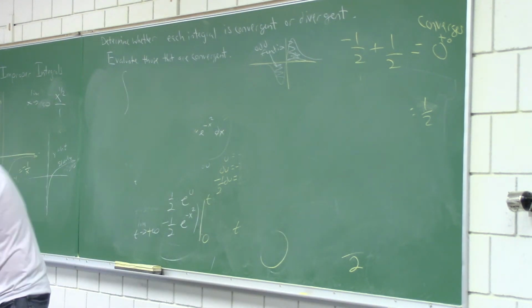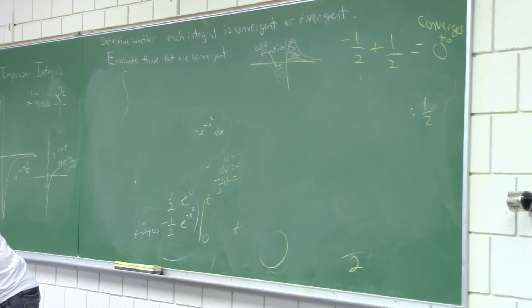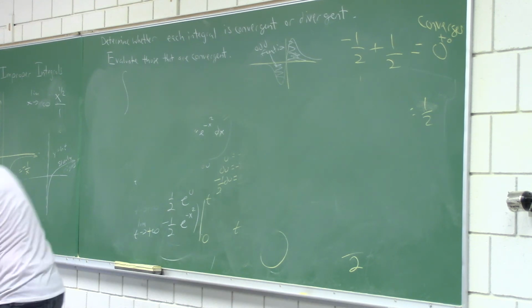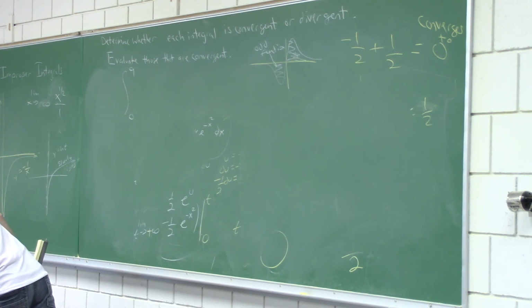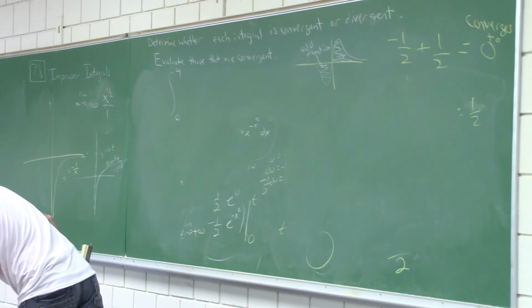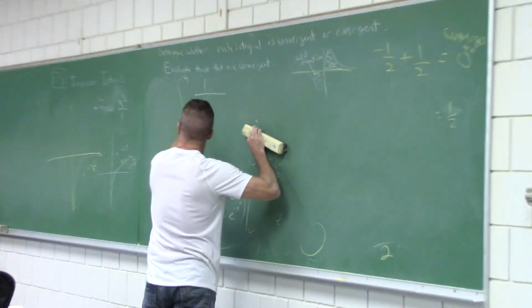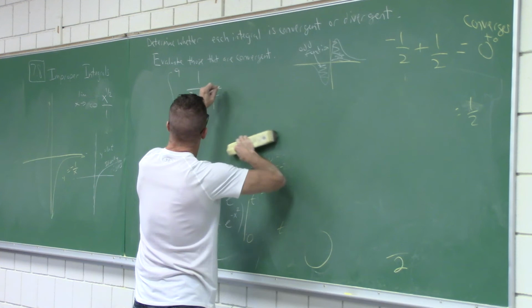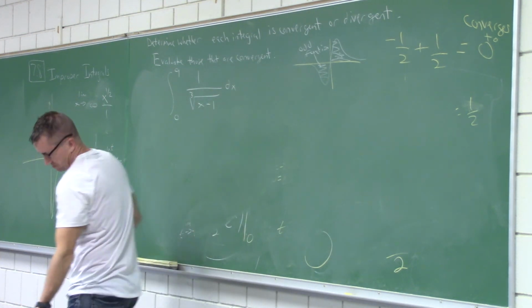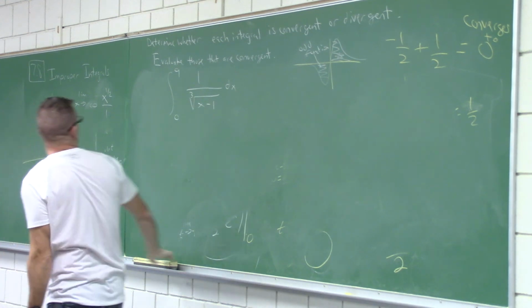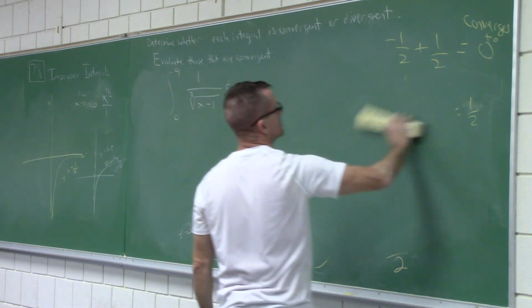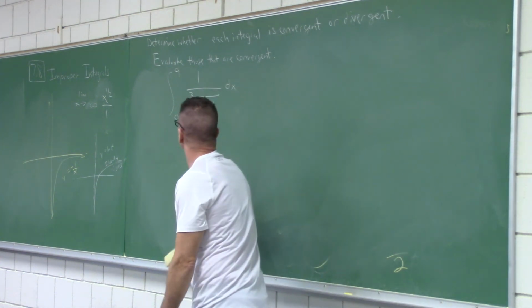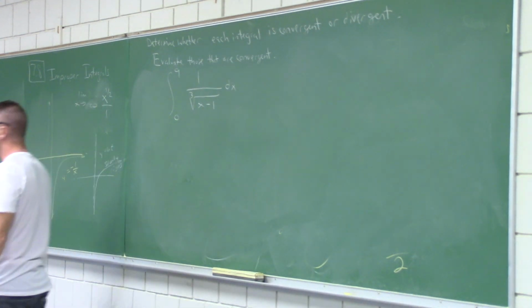You get something like this. This is problem number 33. It's got a 0 and it's got a 9. It's got a 1 over the cube root of x minus 1. This is number 33. Is this really an improper integral?